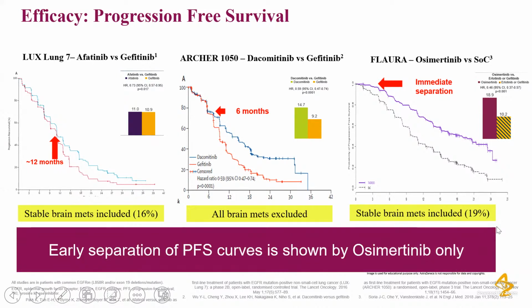So early separation of the PFS curves is shown by osimertinib only. Afatinib versus gefitinib, the curves separated at 12 months. For dacomitinib, at 6 months. Here, only 1 to 2 months.